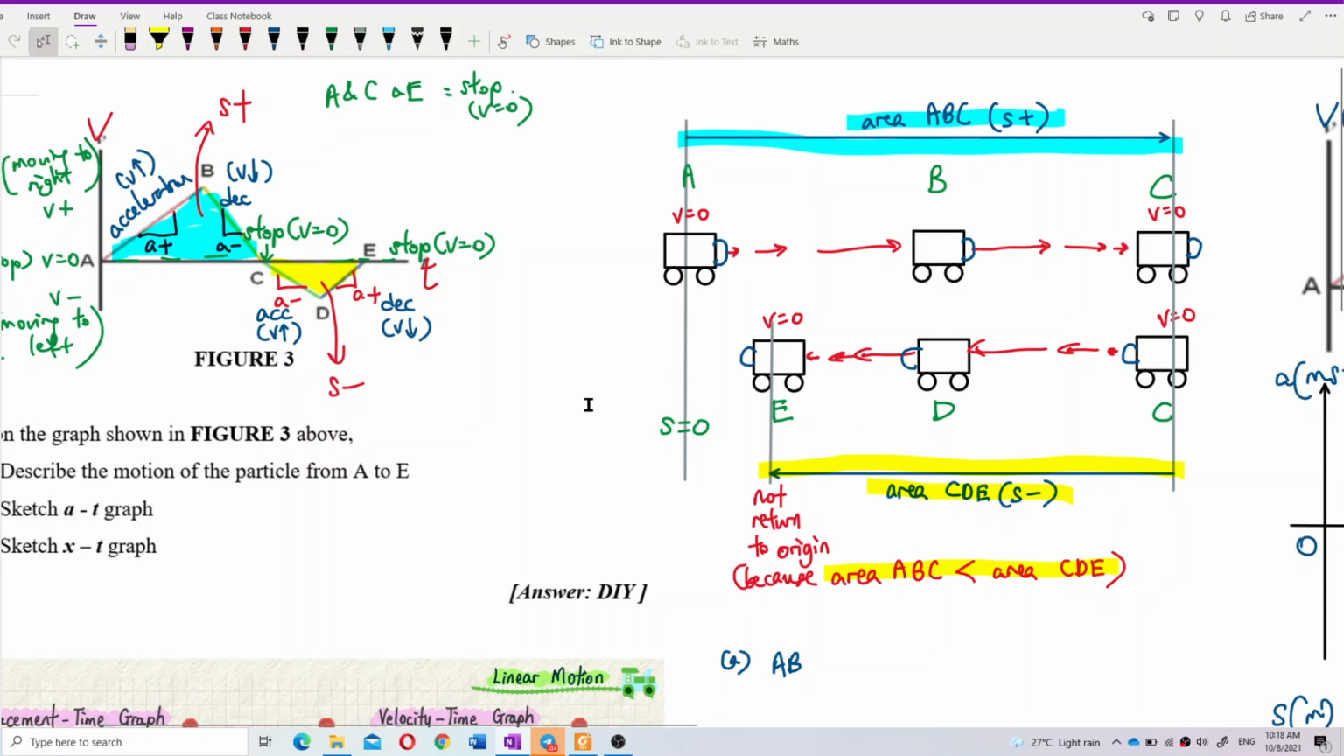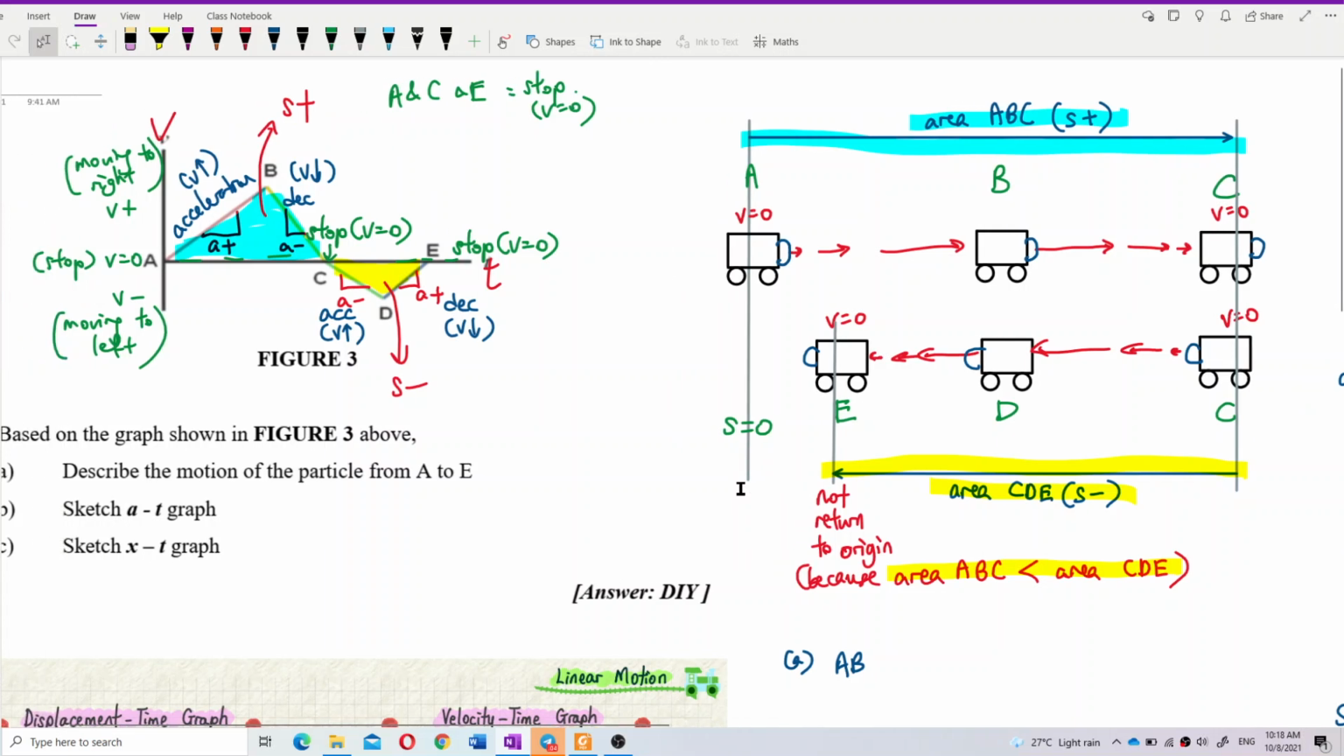Okay, so this one, area CDE is how far it moved to the left, the negative displacement. You ask me the question, has the car returned to origin at point E? That means return to point A when the graph reaches E. Did the car return to point A? The answer is no. Why?